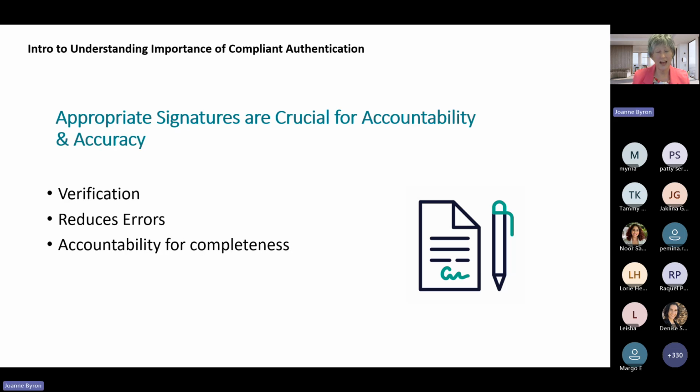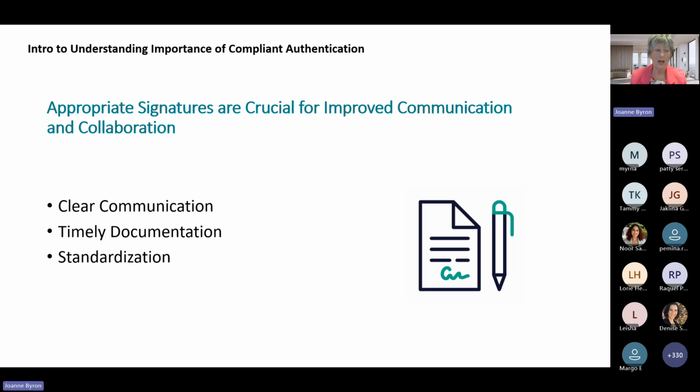Accountability and accuracy includes valid signatures to authenticate the author of an entry, which indicates the information is accurate and represents the provider's professional opinion. So we want to help prevent entries from being made by unauthorized individuals or from being misattributed, thus reducing the risk of errors in patient care. Signatures hold providers accountable for the accuracy and completeness of their documentation. That helps to promote responsible practice. It provides clear communication, timely documentation, and standardization.